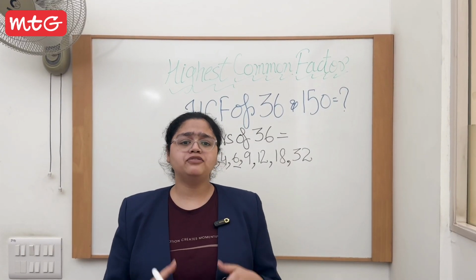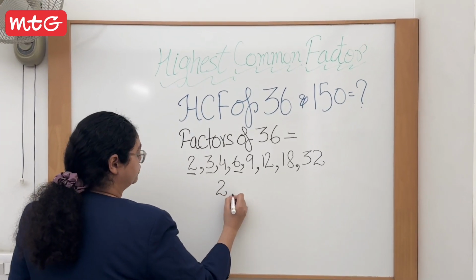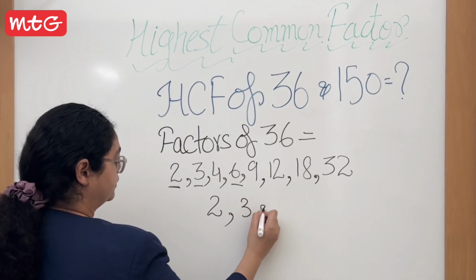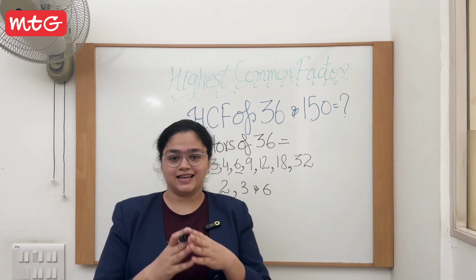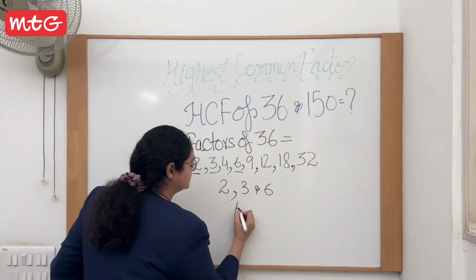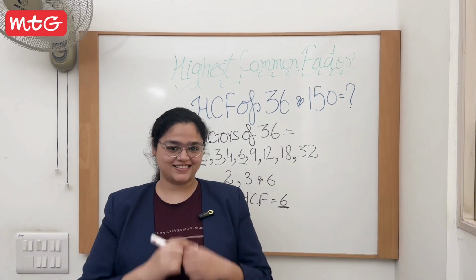So, our common factors or CF are 2, 3 and 6. The highest number among these CFs is 6. Thus, the HCF is 6. Let's try another example.